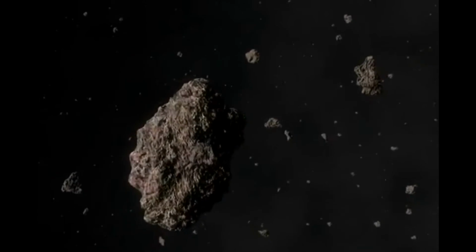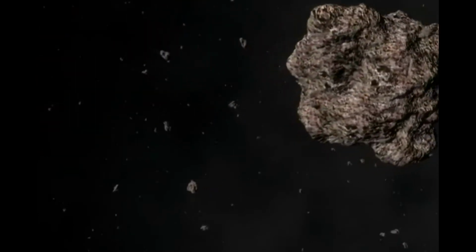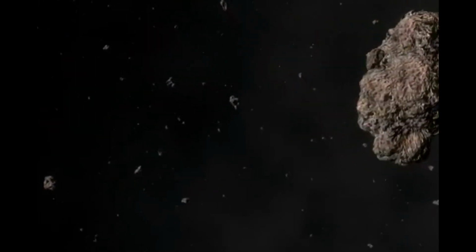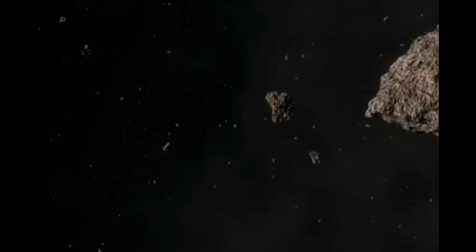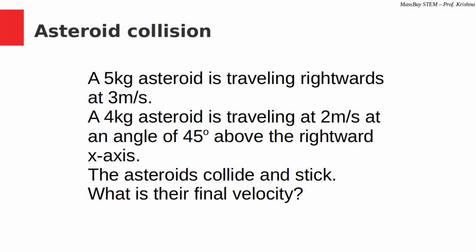If the objects are not traveling exactly along the x and y axes, we need to break their motion into components before we can solve. This is very similar to the breakdown we used to do in kinematics and forces. Consider this example. A 5 kilogram asteroid is traveling rightwards at 3 meters per second. A 4 kilogram asteroid is traveling at 2 meters per second at an angle of 45 degrees above the rightward x-axis. The asteroids collide and stick. What is their final velocity?